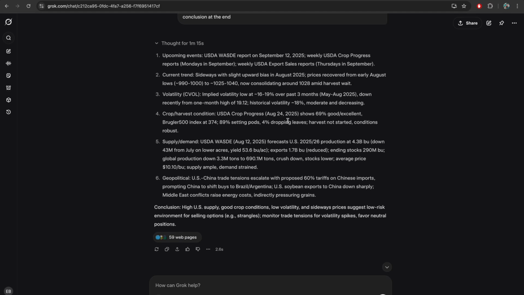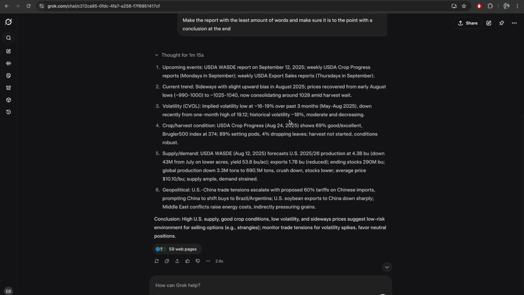These AI tools can be incredibly useful if you know how to use them properly, for you to gather all the information, and then you can do a bit more research on your own from there and make the decisions.